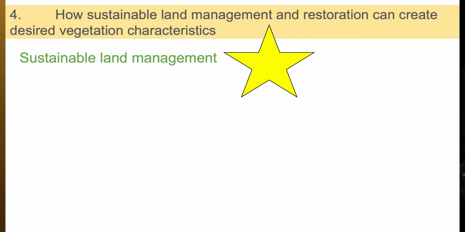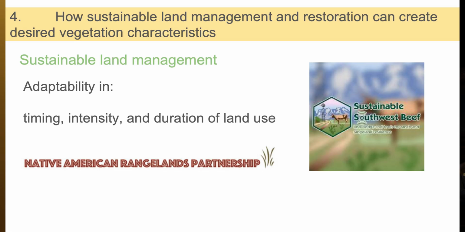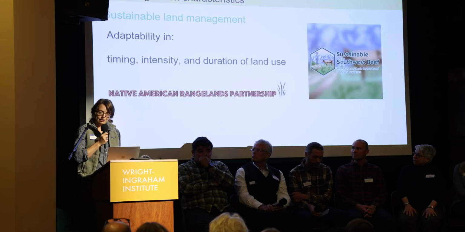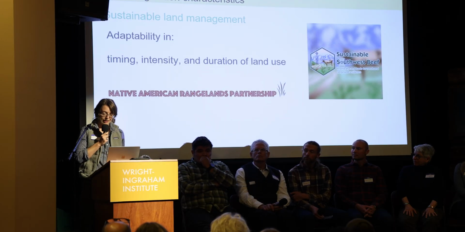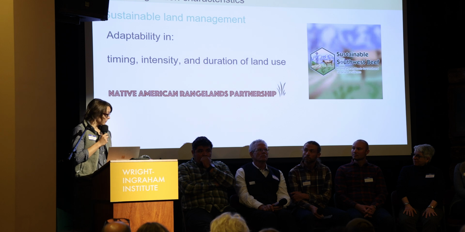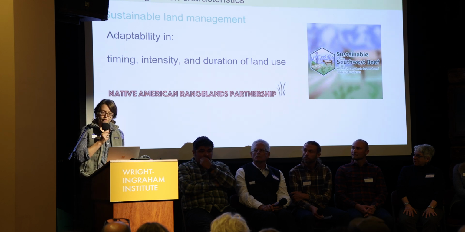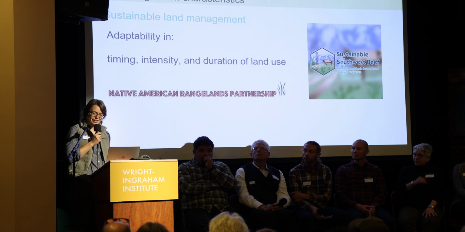And so sustainable land management, to reduce the pressures on systems and reduce the possibility of increasing wind erosion, is what we want to be doing on the land. And what that means is adaptability in the timing, intensity, and duration of land use. And so these are just two initiatives that currently exist that are attempting to do that. So the Southwest Sustainable Beef is looking into different technologies that would allow us to practice sustainable ranching in our region. And then there are also different ways of knowing to think about what sustainability is.